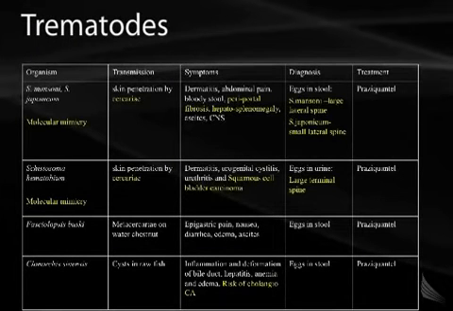Trematodes are nicely summarized in this table. There are also some key features you want to memorize. We have the organism listed in the left column. We talk about how they get to us, the symptoms they cause, how we diagnose them, which is basically all by looking at their eggs, and then the treatment, which is basically all praziquantel.